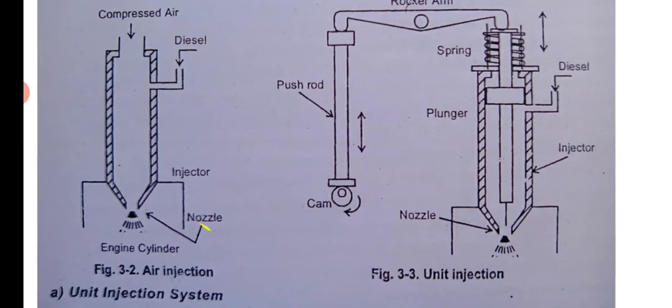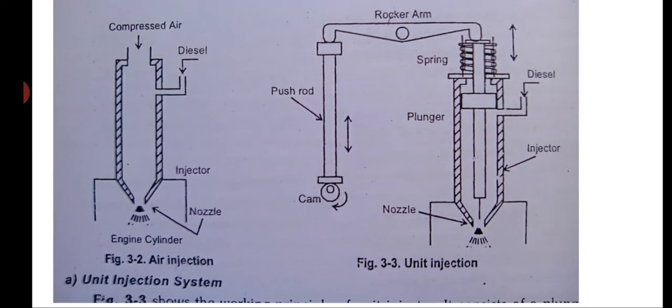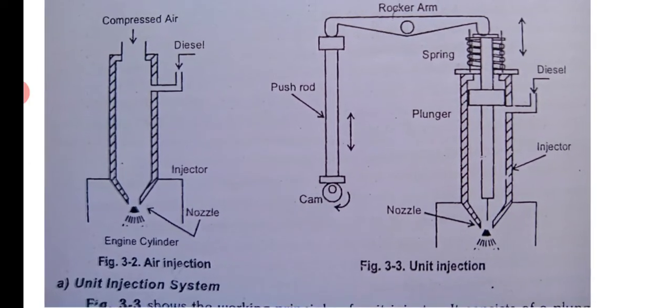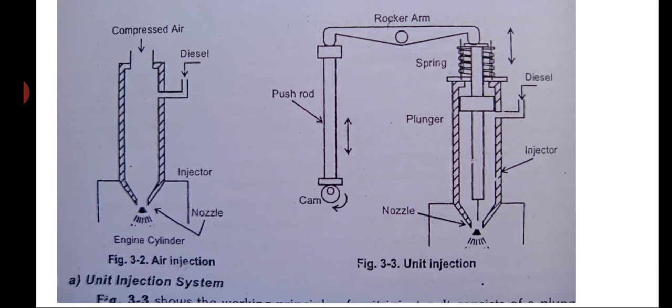Now second we will see the air injection. Here you can see the left side air injection. Again this is a unit injection, meaning for each cylinder separately. Compressed air is coming and diesel fuel is coming, and it is injected through the nozzle directly into the engine cylinder. So this is known as air injection.